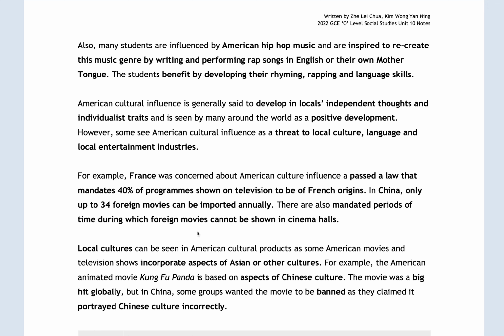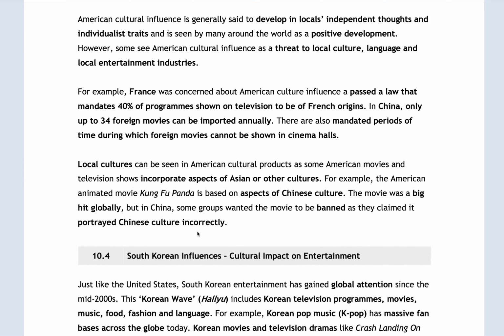In certain countries like France and China, they passed laws that cap the amount of foreign films that can be shown either annually or monthly or whatnot. So these are all policies to protect their own local entertainment industry. And some tensions can also arise on the global stage. For instance, you can see in the example at the bottom there.